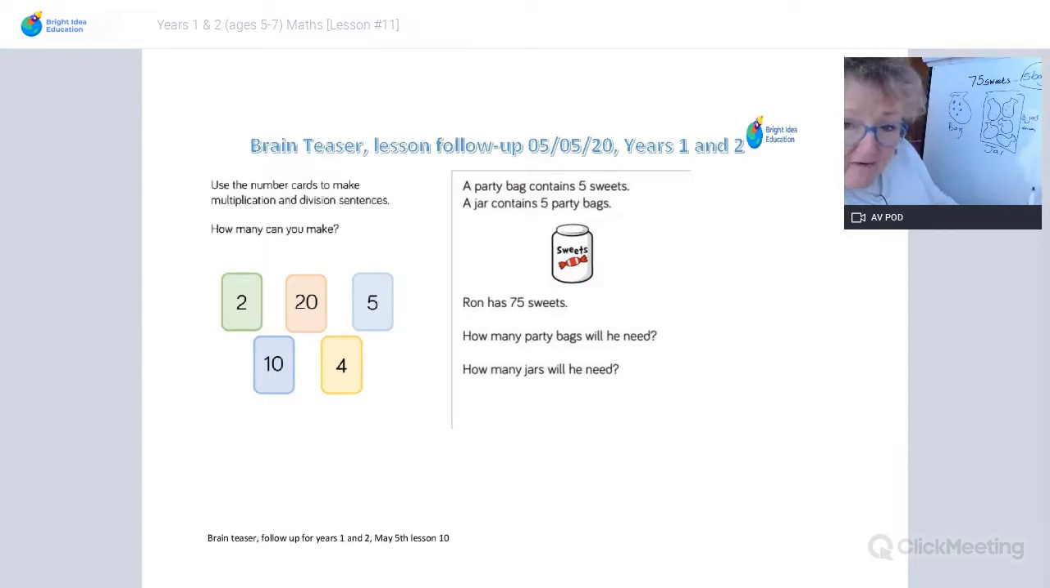So just draw it out like I did. 75. How many groups of 5 can I make in it? I know they've got to be in groups of 5. Well, let's count my 5 times table. How many 5s did I get to when I got to 75? Well, I got to 15. So I can make 15 groups of 5, so I'll need 15 bags. Put 5 sweeties in each bag. When I come to put them in a jar, I load them in. There's 1 group of 5, another one, 2 groups of 5, another one, 3 groups of 5, 3 jars.